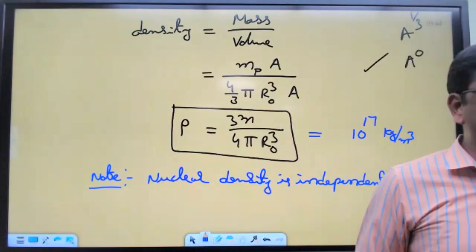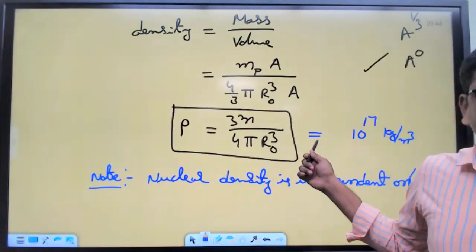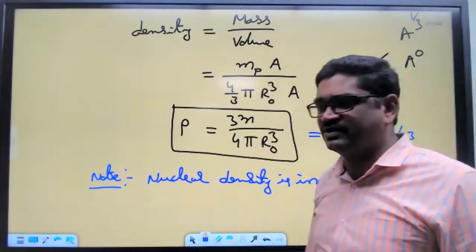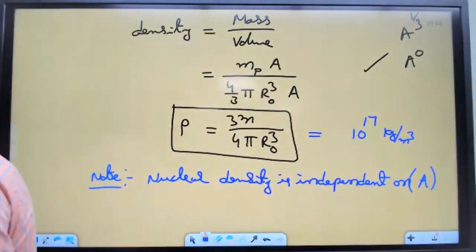And the value, the order, is of the order of 10 power 17. If you substitute these values, then you will get order of 10 power 17.